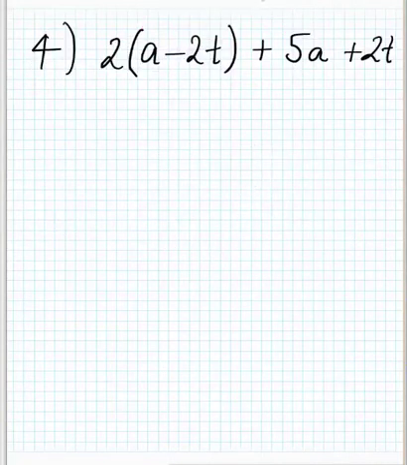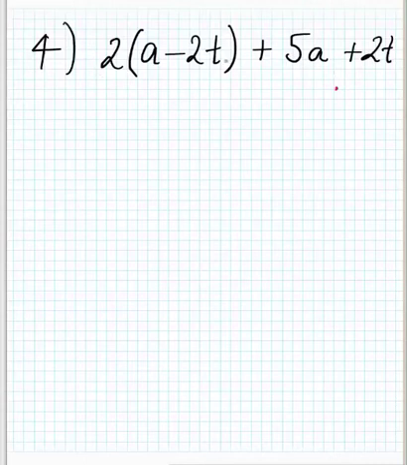Now with our next question, it looks completely different to the others because instead of just having a number and brackets, we now have a 5a here plus 2t. Now you have to remember or see that the 5a and the 2t are not inside the brackets. So they will not be multiplied with the 2. So you can see that.